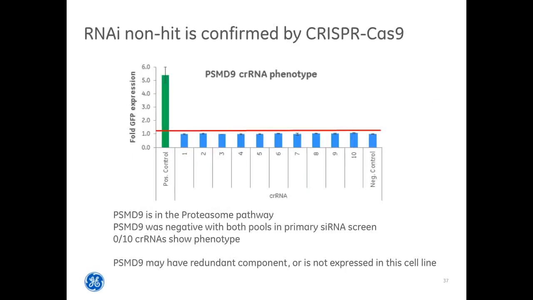Now here's an example of confirmation of a non-hit. So this gene was negative in our primary siRNA screen, but it is a known proteasome component, so we put it into our test as a potential false negative. However, as you can see, 0 out of our 10 CRISPR RNAs gave us a phenotype, so we feel pretty confident that there wasn't an issue with the loss of function threshold effect for this gene, but instead it just might not be expressed in this cell line or is not required in this cell line for the proteasome function that we're assessing.